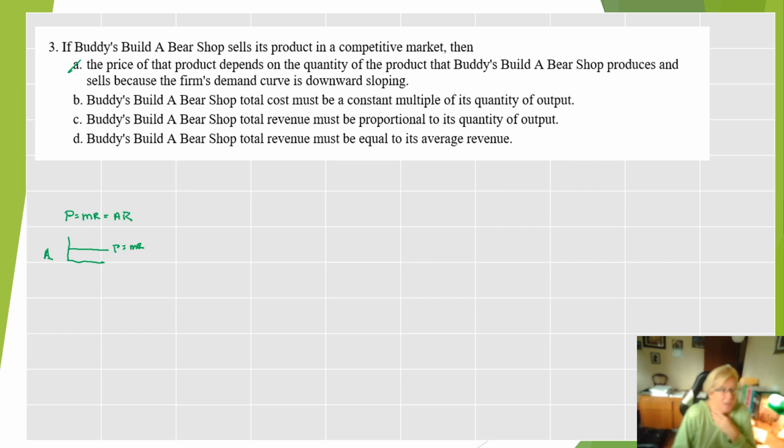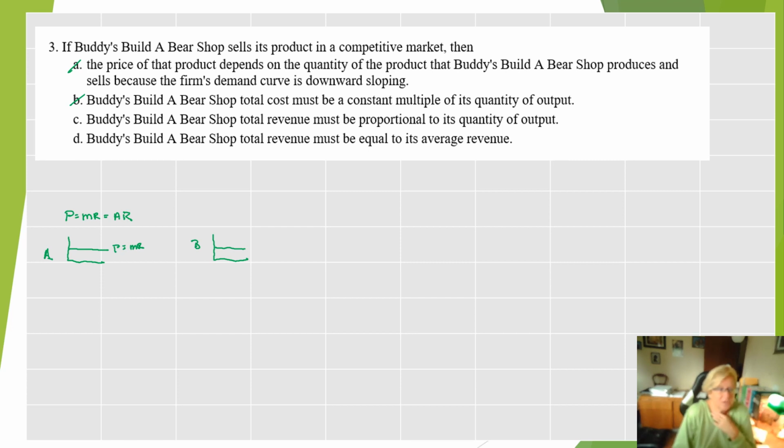B, Billy's Build-A-Bear Workshop total cost must be a constant multiple of its quantity of output. Well, a constant multiple would mean that the total cost curve is also horizontal. That might be true in the long run, but not in the short run. So B is incorrect.